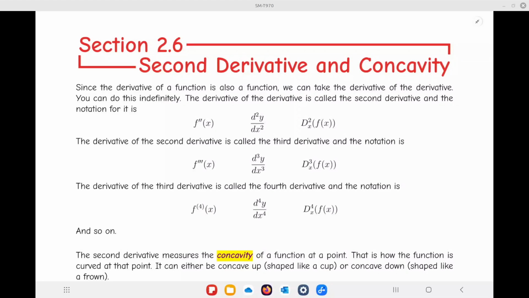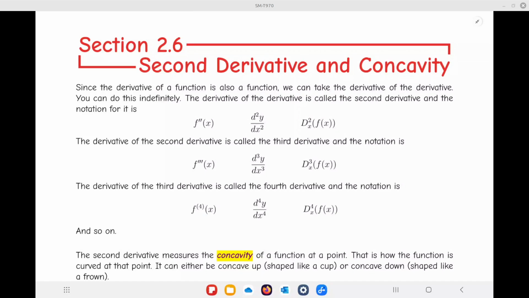Hello, this is section 2.6, second derivative and concavity. Since the derivative of a function is also a function, we can take the derivative of the derivative. Theoretically, you can do this indefinitely. The derivative of the derivative is called the second derivative, and the notation is f double prime of x, d squared y over dx squared, or capital D squared sub x of f of x.